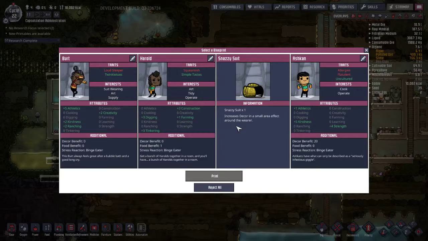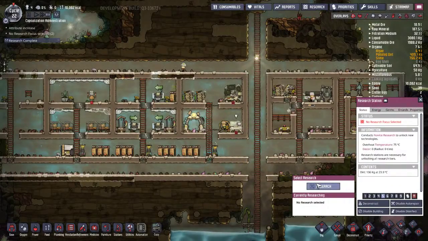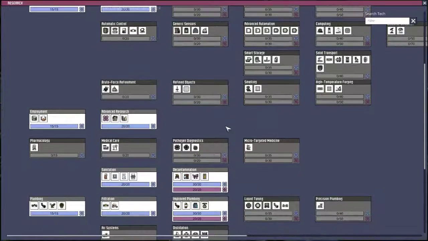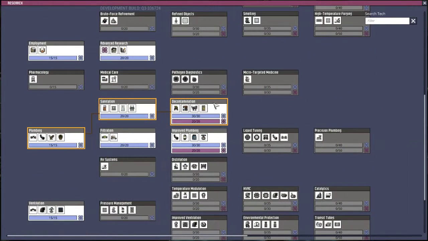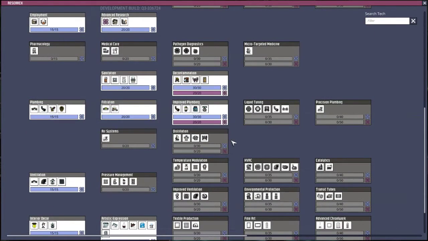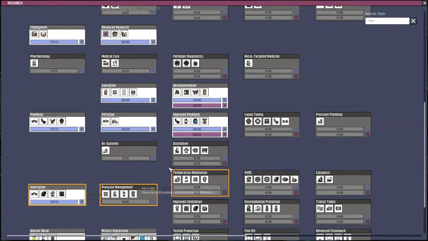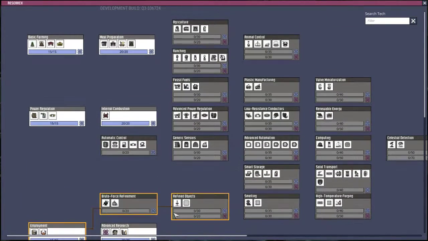Ooh, a snazzy suit. I've played around with the new medical care stuff. It is really nice. The pharmacology center is super useful now, and the things aren't impossible to make.